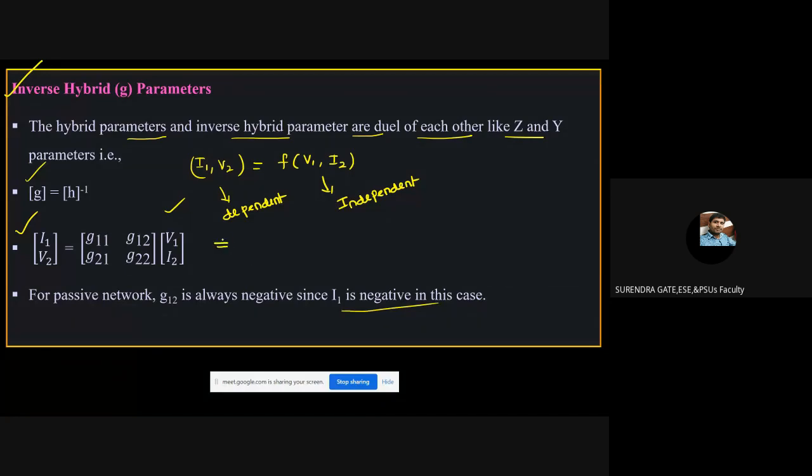Then how do we write I1 equal to, students? I1 equals G11 V1 plus G12 I2. Then what is V2 equal to? G21 V1 plus G22 I2. Okay, these are the inverse hybrid parameters.